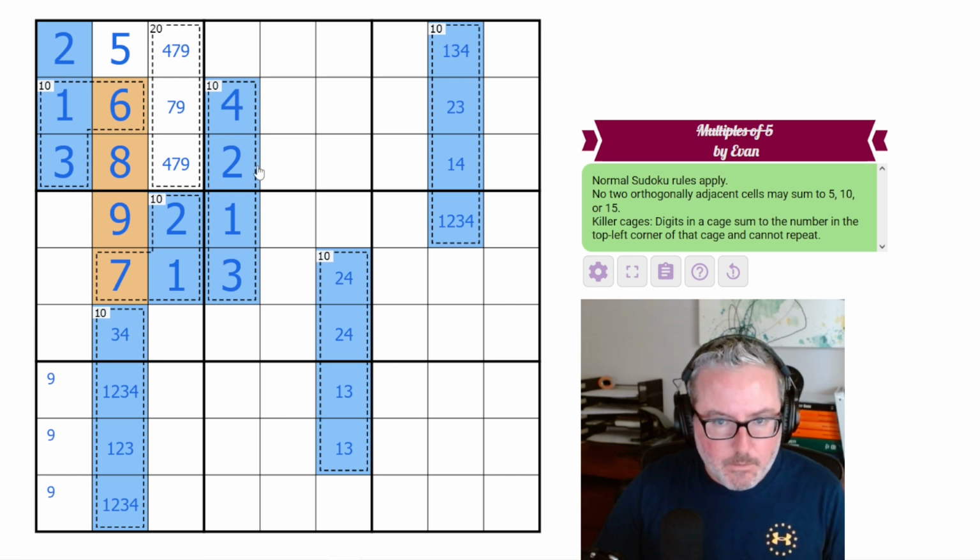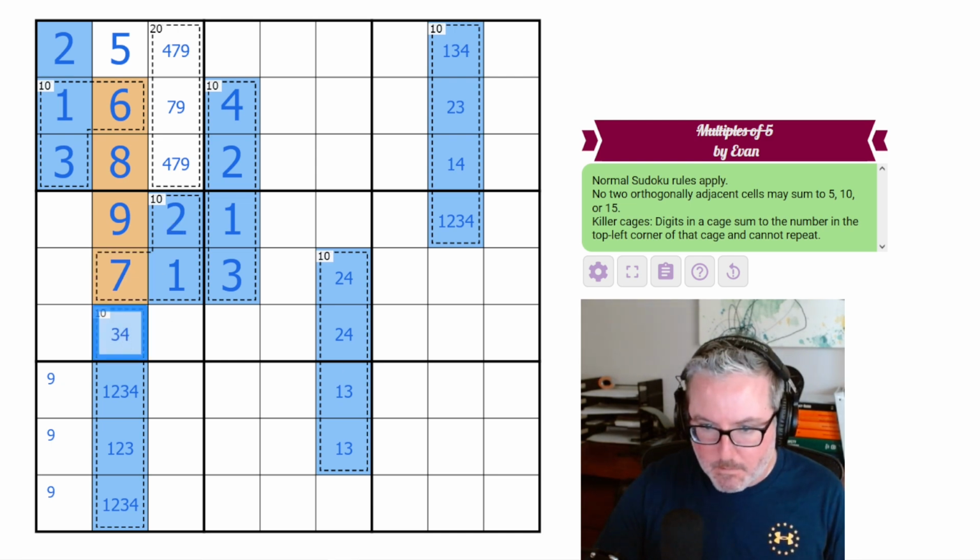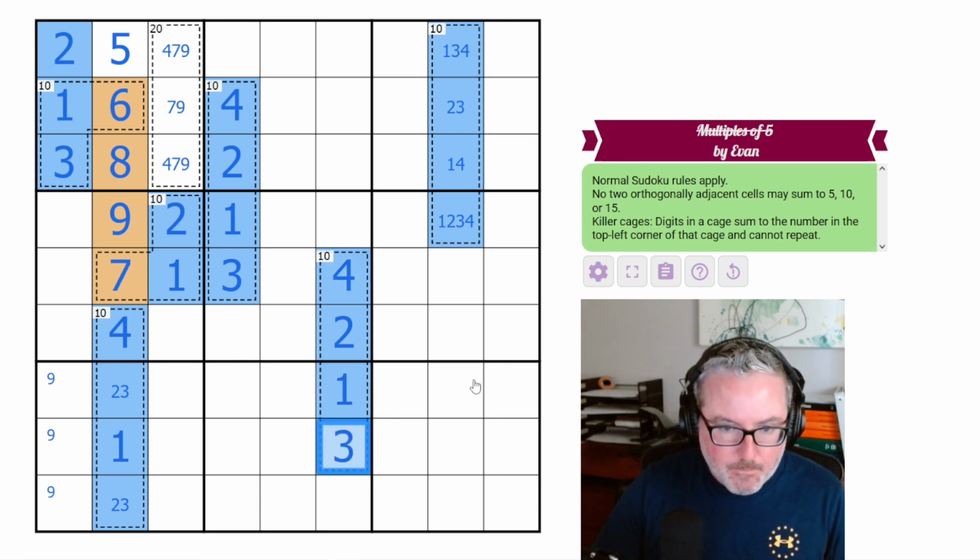All right, what else we got now? Any other negative constraints that are staring us in the eyeballs? Let's think about the 7 and the 3. Yes, they are. This is 4. This has to be 1. These are not 1 and 4. Here we go. This has to be 2. This has to be 4. This has to be 1. This has to be 3.